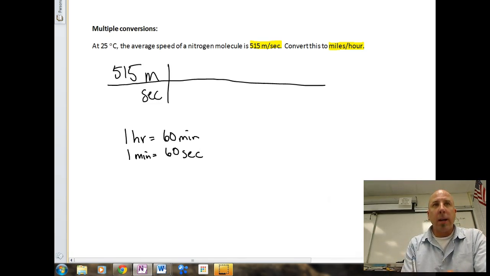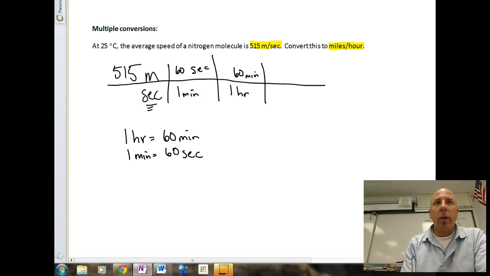Because I have seconds as my denominator, I want seconds as my numerator up here so they can cancel out. So it's going to be 60 seconds is equal to 1 minute. And then I'm going to put 60 minutes on top is equal to 1 hour. Now if I look through here and cancel, seconds cancels with seconds, minutes cancels with minutes, and I'm left with a unit of hours, which is what I'm after on the bottom. Okay, so that's how we're going to get through that.